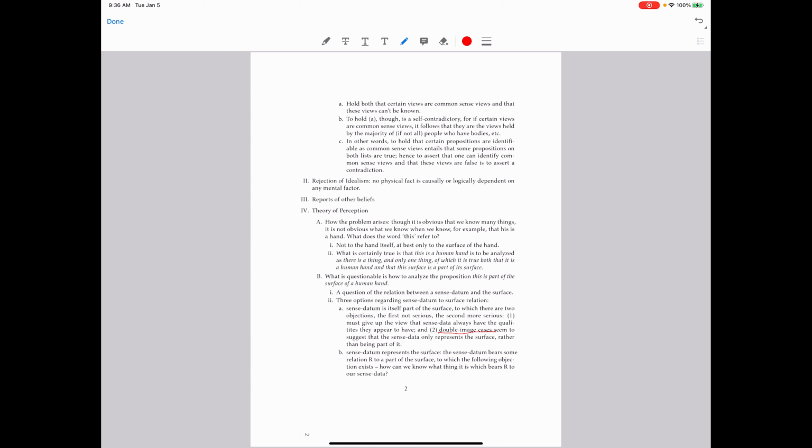So maybe you're seeing double, right? So this is a hand. What you're seeing is one thing in some sense, but your perceptual state is of there being two things, two hands. Double image cases, Moore says, seem to suggest that the sense datum only represents the surface rather than being part of it, because there really aren't two hands there, and there aren't really two independent surfaces. So the sense datum, it looks like, can't be part of the surface. So let's turn to the representationalist view. The sense datum represents the surface.